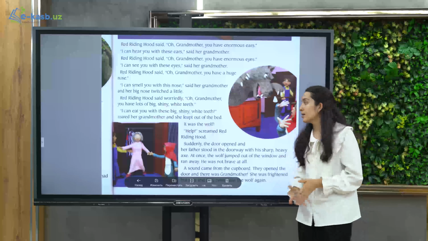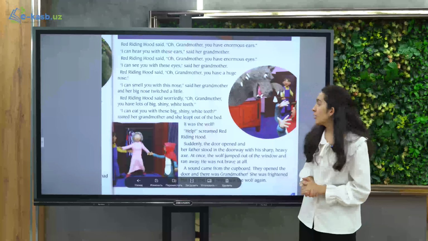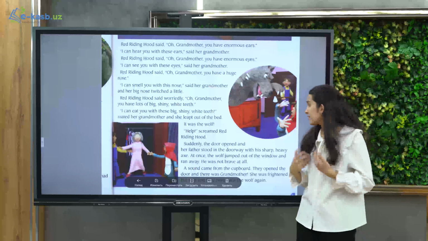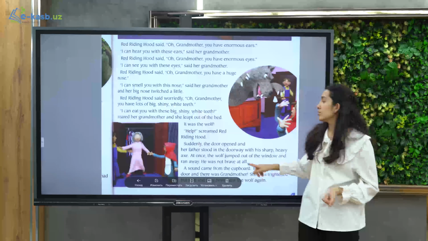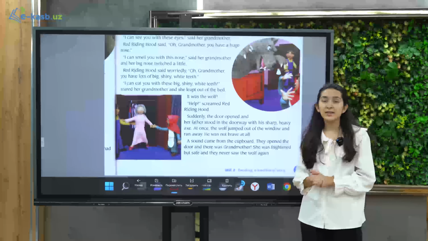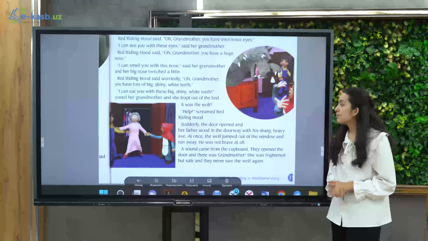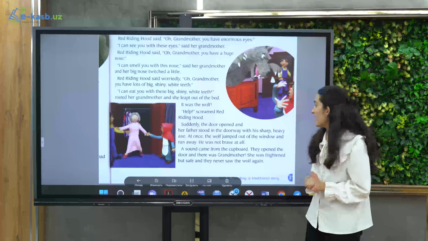Red Riding Hood said, "Oh, grandmother, you've got enormous eyes." "I can see you with these eyes," said the grandmother. Red Riding Hood said, "Oh, grandmother, you've got a huge nose." "I can smell you with this nose," said her grandmother, and her big nose twitched a little.